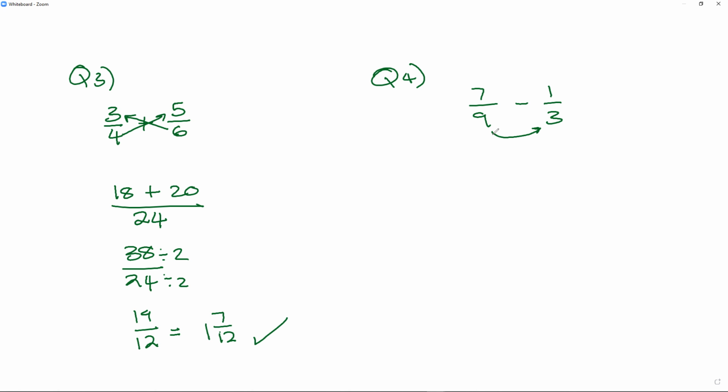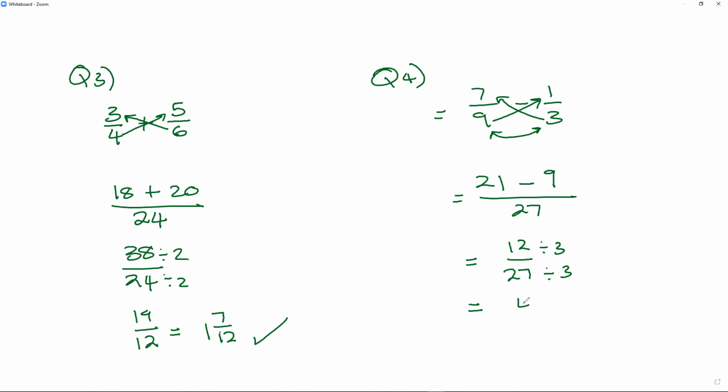Let's do the same thing with the next one. 9 times 3 is 27. 3 times 7 is 21. 9 times 1 is 9. 21 minus 9 is, what's 21 minus 9? 12, right? The final answer is 12 over 27. Can I simplify that answer? Yes, actually, I can. I can divide by 3. So let's divide it by 3 so we can get it in its simplest form. 12 divided by 3 is 4. And 27 divided by 3 is 9.